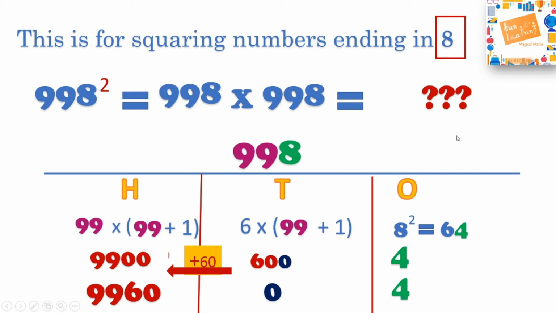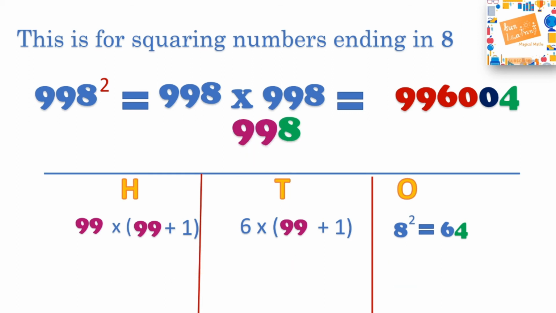So the answer to 998 square would be 996004. Well, I'm sure you'll validate this answer correctly. So let's formulate the squaring numbers ending in 8.